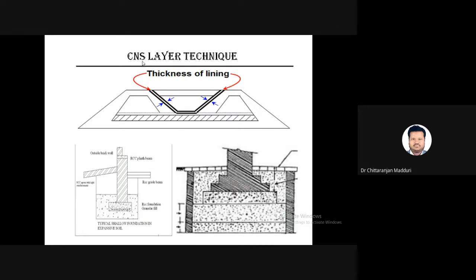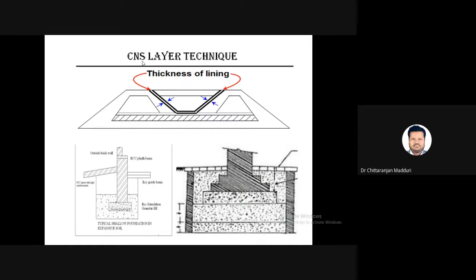Next thing is the CNS layer technique. CNS layer technique means cohesive non-swelling. It is also one type of soil replacement technique. In the case of the soil replacement technique, the soil which is expansive in nature is replaced with soil which is non-expansive in nature. In the earlier soil replacement method, we used to replace the material with sand, granular soils.